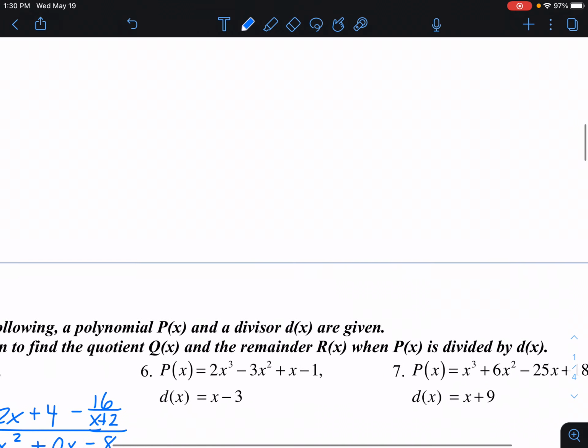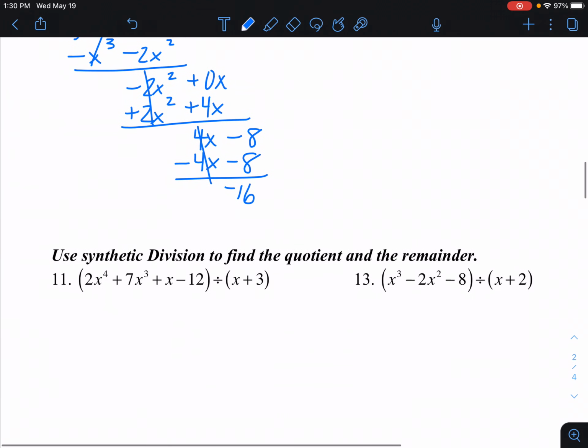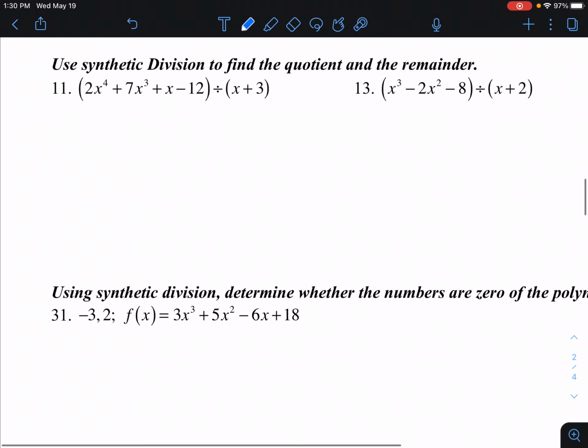I think we're good there. I've shown about 6 examples already. Now we're going to get into the next part, which is using synthetic division to find the quotient and the remainder.